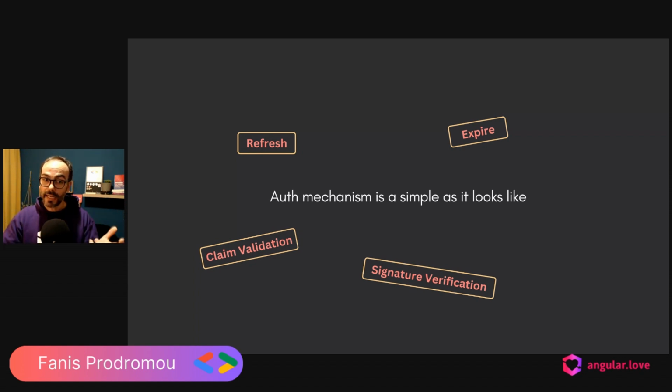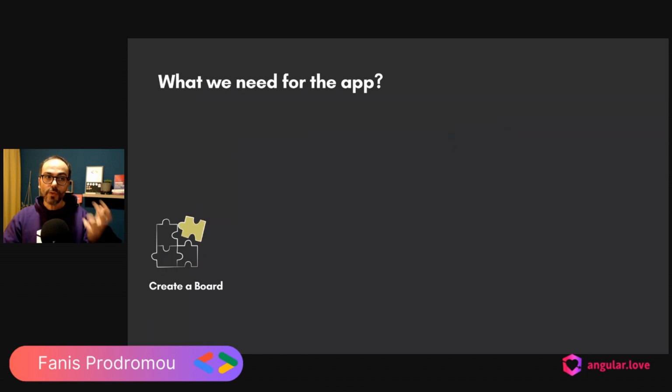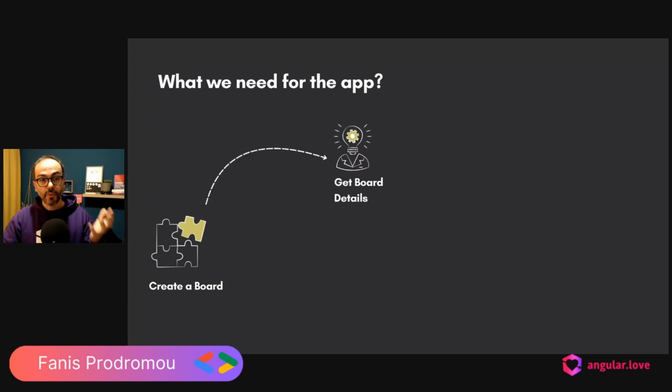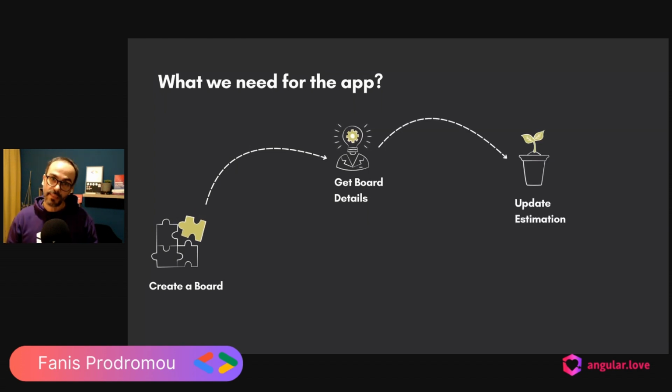Let's now assume that we have finished with the authentication part. You remember what we're building: a planning poker game. What do we need for the application? We need a board. In a real-life scenario, we have a round table, and the developers sit at that round table and have the planning poker cards. That table is the board. So we have to create the board, get the board details, and then update the estimation, where the developers have the Fibonacci cards. So three different things: create a board, get the board details, and update the estimation.